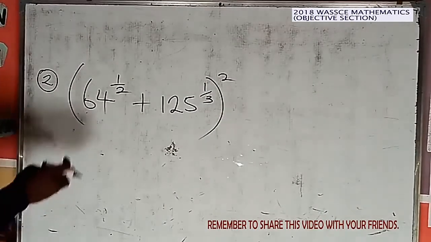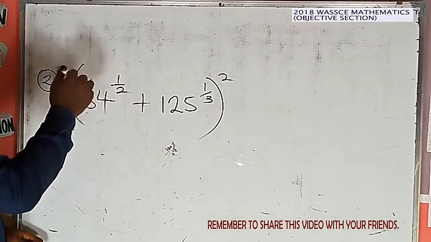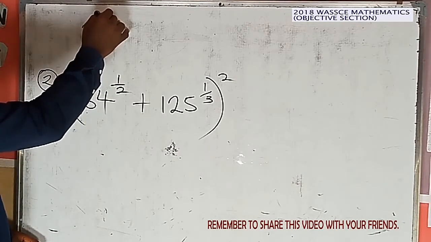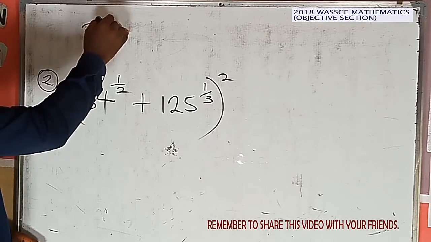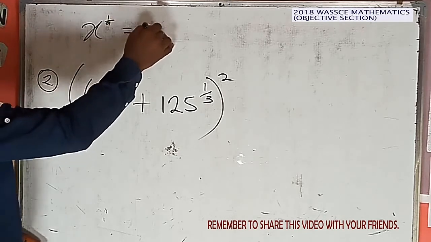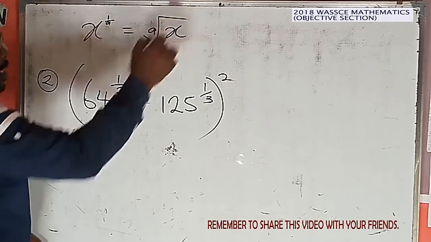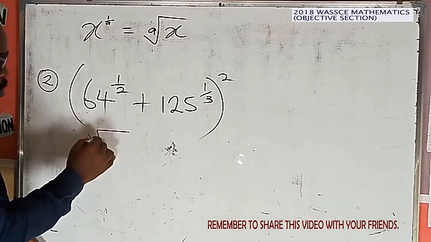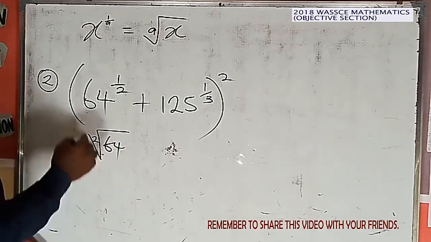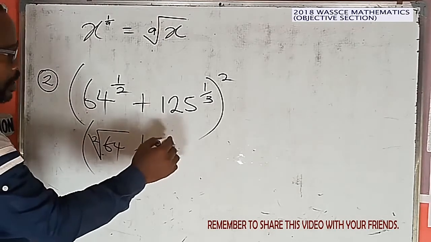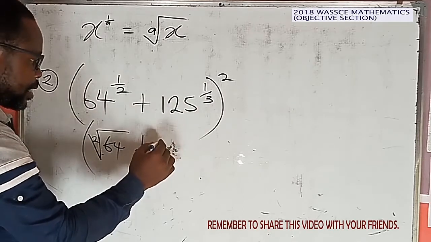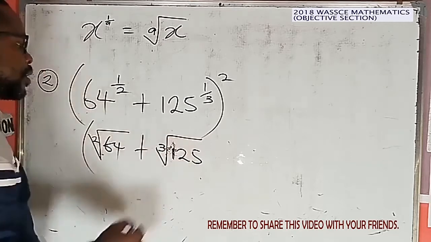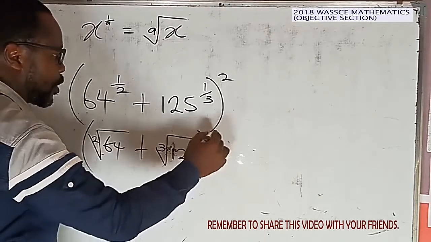2. Of course, there is the law of indices that says if I have x raised to power 1 over a, it will now be the a-th root of x. Meaning that in this case, I will have the second root of 64 plus, of course, the same rule applies here, the third root of 125. The third root of 125, all raised to power 2.